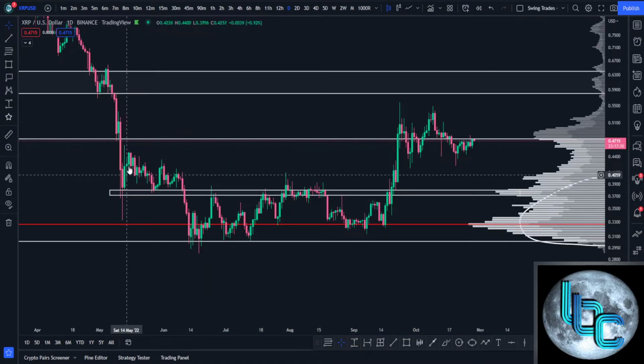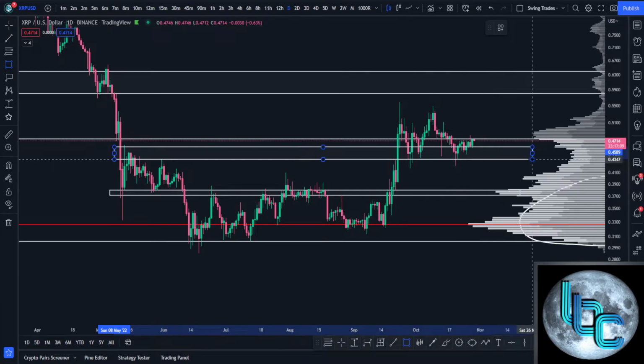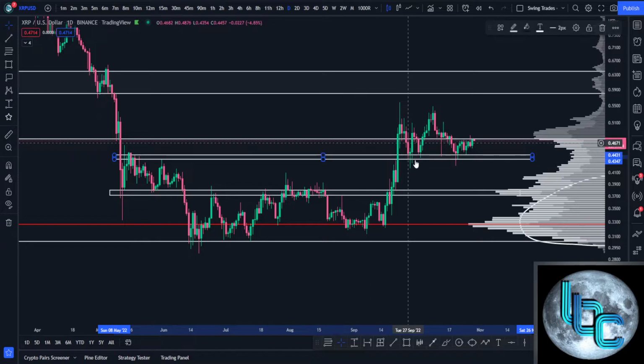Came down, closed above it there, closed on it there. When it finally broke, that was the straw that broke the camel's back. Came down, came up. Nope, rejection. Tried to break out there, got rejected. And then finally a nice clean break. You also break this level here. And maybe that's all you need. Maybe that's all you need, was to come down, backtest that a couple of times, and break up.